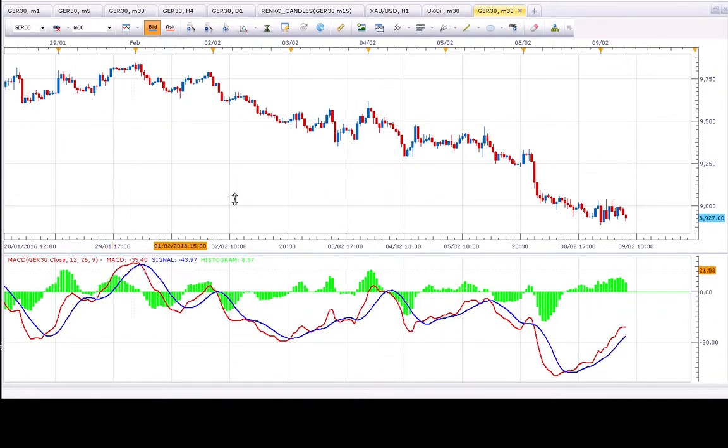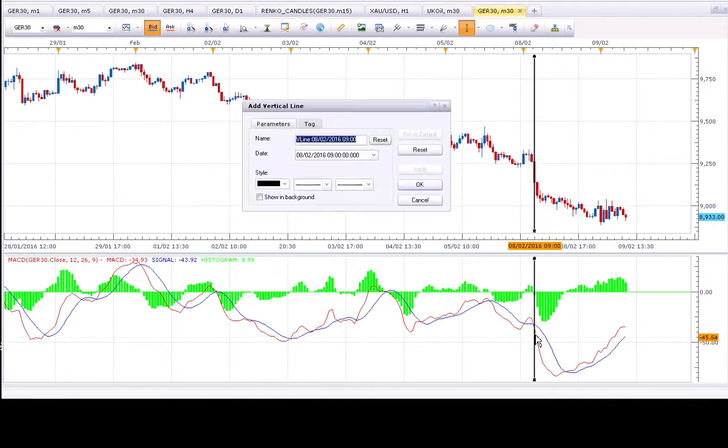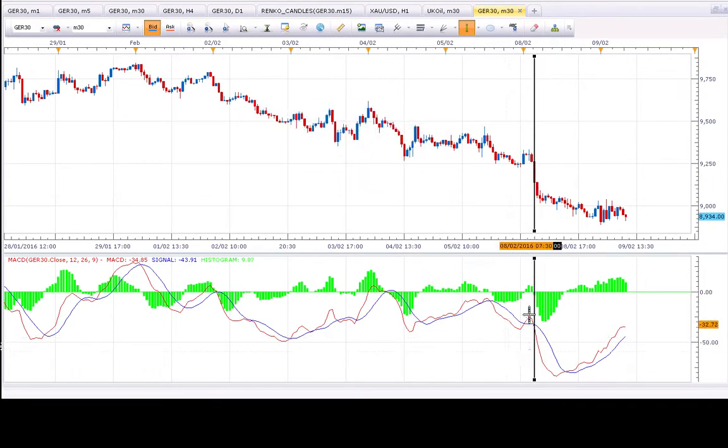Another one up here. In fact, there was one right there, right about there. So at that point there, we crossed, as you can see by the histogram coming below the center line, or the red line crossing below the blue line. That was the point to get into the trade. So on the close of that candle, you would get into your trade.